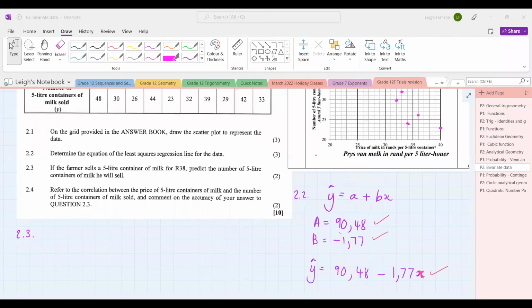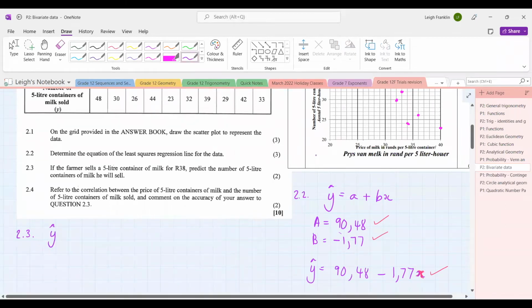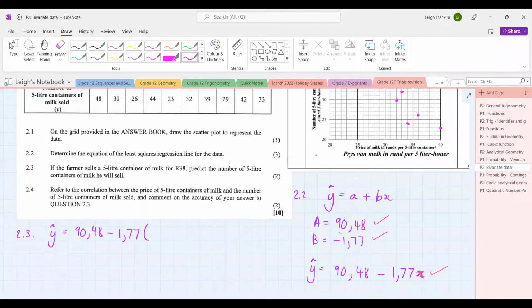Okay, so we're going to come along. We're going to say Y is equal to 90,48 minus 1,77, and then we're going to put in our 38 over here. And then again, we're going to use our calculators to then estimate the answer.